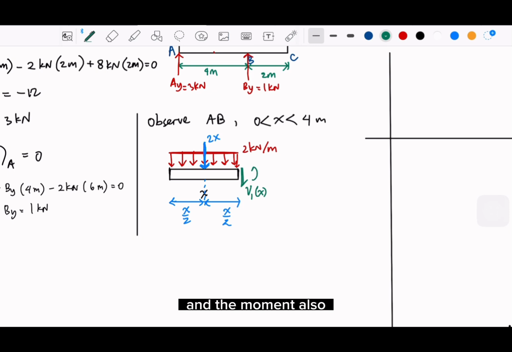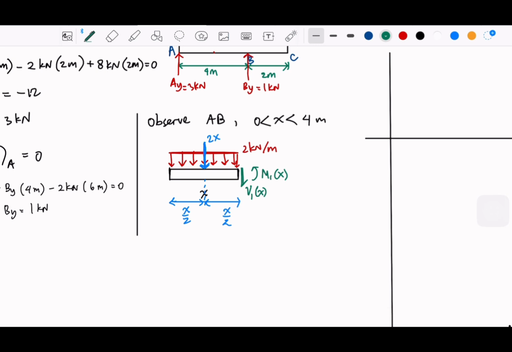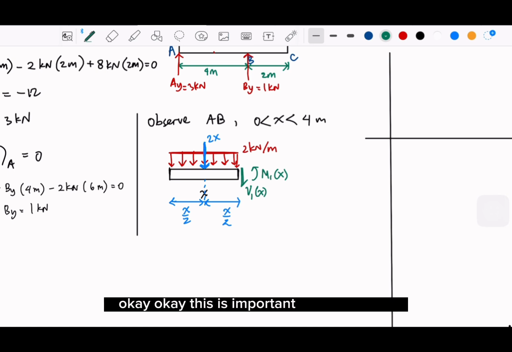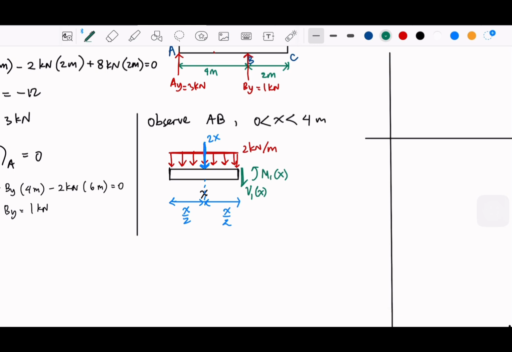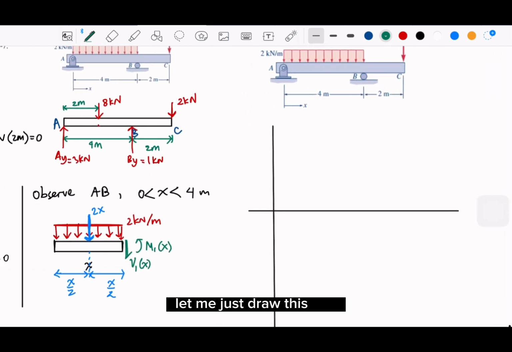And the moment also. For the sake of simplification, I will not draw any normal forces here because they're not really affected by the system, so we can just focus on the shear and moment. This is important for the system and also for other types of questions. So if we would like to translate this, let me just draw this first.